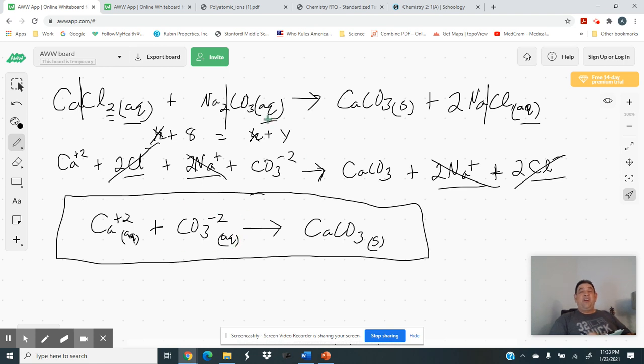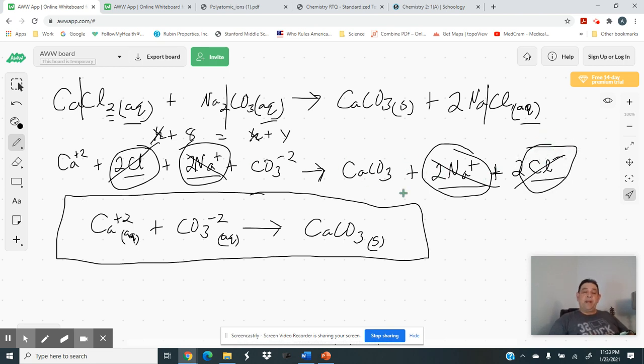So what this is saying is the only thing that really happened here was that calcium ion reacted with carbonate ion to form calcium carbonate. Yes, there was some sodium and some chloride, but in the end, sodium ions remained floating by themselves, and so did the chlorides. That's why we canceled them out. There was nothing interesting. We started with some calcium ions floating by themselves and some carbonates. When we put the two together, they formed calcium carbonate. That's what we were interested in. So that's how you write a balanced net ionic equation.